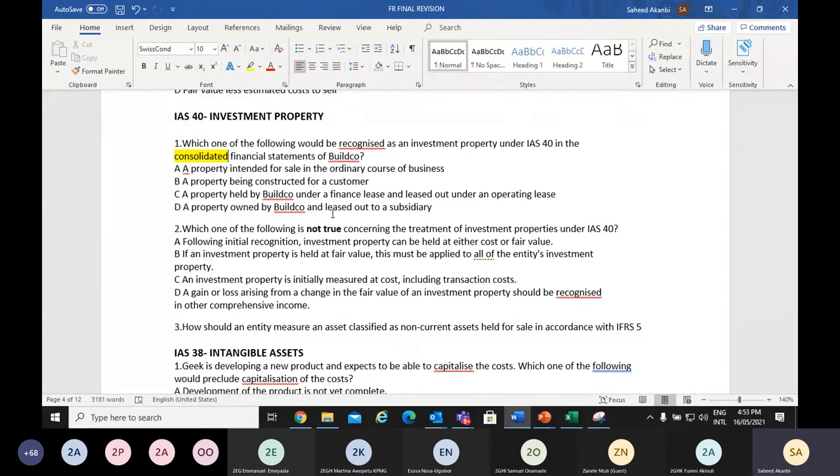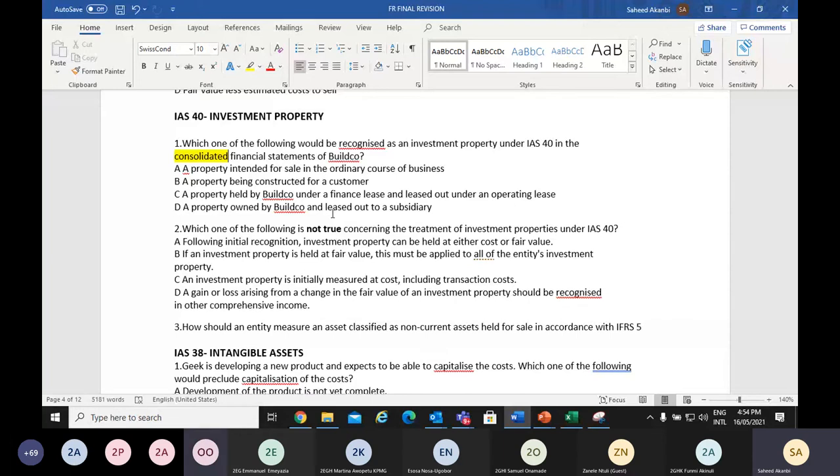listen to me. The reason why this answer, this question here, is not an answer is not only because it's a subsidiary. It can be a subsidiary and D can also be an answer. The major reason why it is not an answer in this case is because of the consolidated financial statement. But assuming I'm looking at it from the perspective of the owner, if I'm looking at it from the financial statement of the owner of this building, if it is not consolidated, it is an investment property. And that's what the standard is saying.